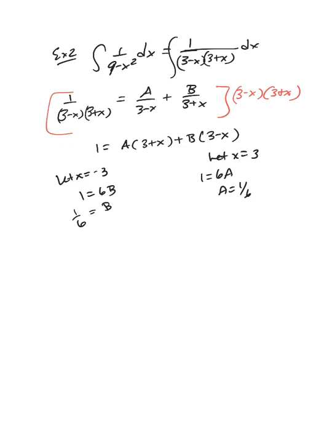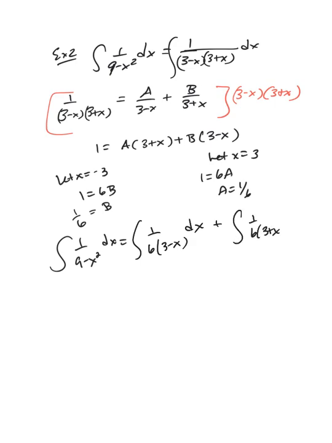So we get the integral of 1/(9 - x²) dx equals 1/6 times the A part, and then another 1/6 for the B part. Okay, you can factor this 1/6 out in front of the entire thing. Just makes it easier.